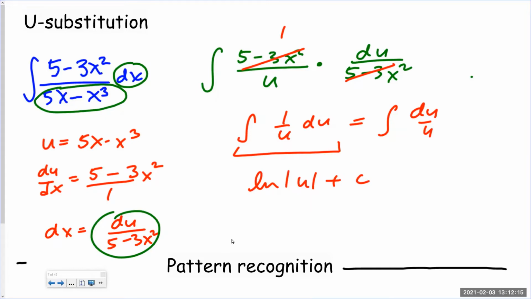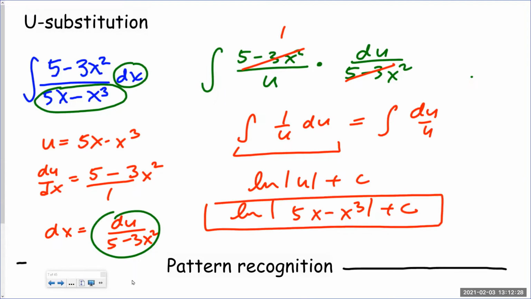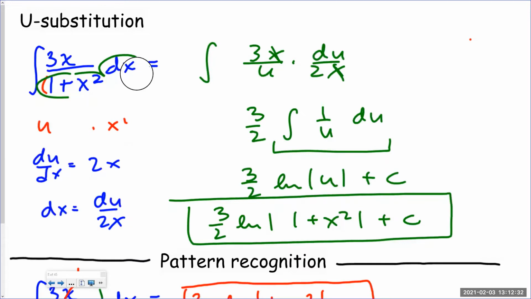It's just the wrong answer because you need to go in and put in your u. So your u is here, 5x minus x cubed. You go back and put in your u, and there you will have the right answer. All right, let's try another one. So this one right here.